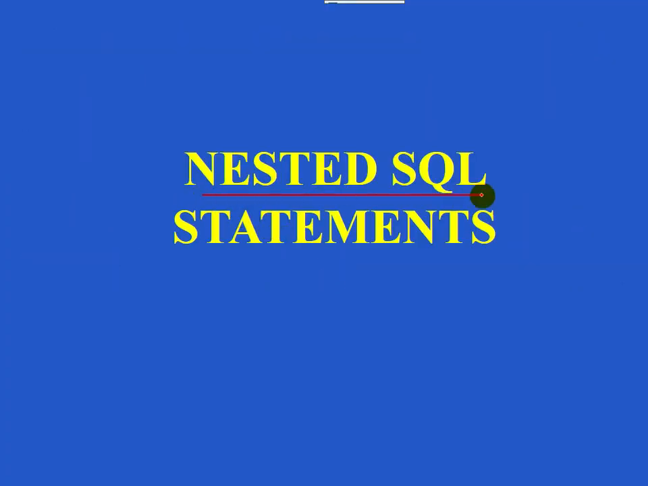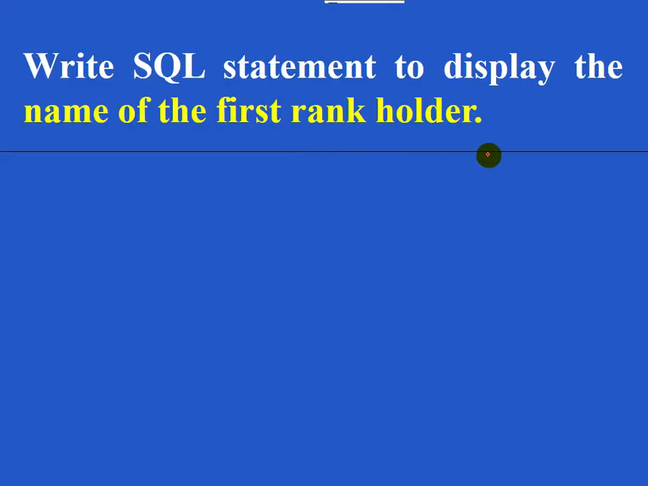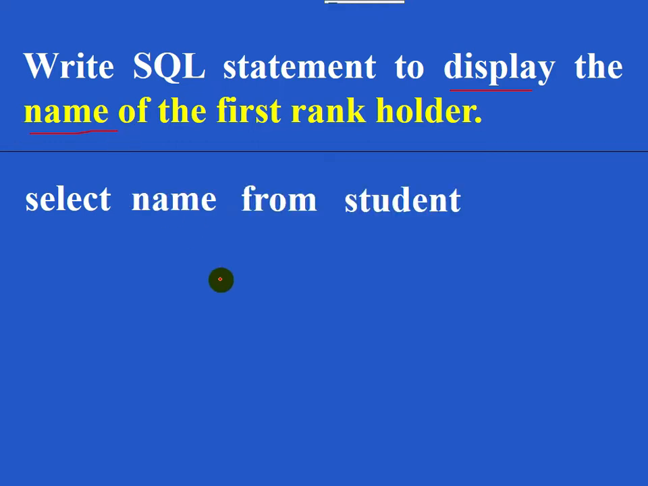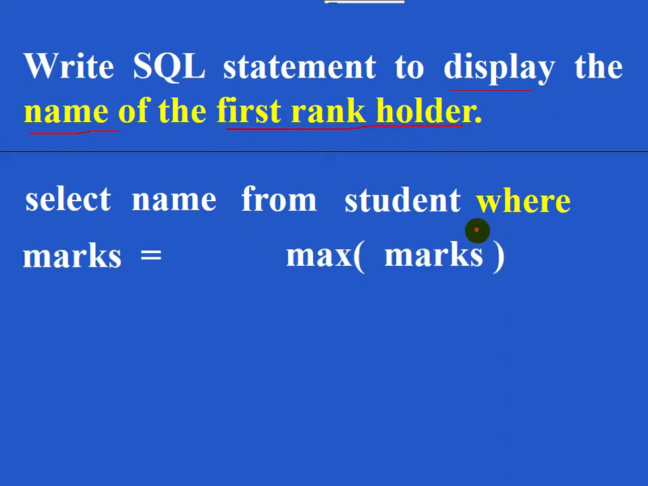Nested SQL statement. One SQL statement inside another one is known as nested SQL statement. Example, display the name of the first rank holder. Display, select. Display name, so select name from table name. Condition is there where first rank holder marks is equal to maximum marks.